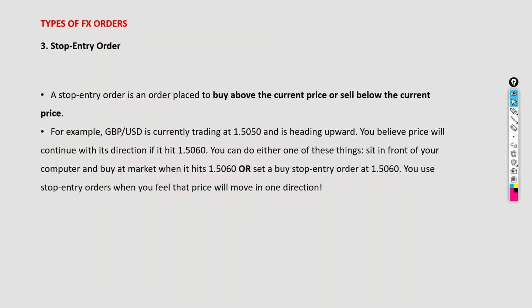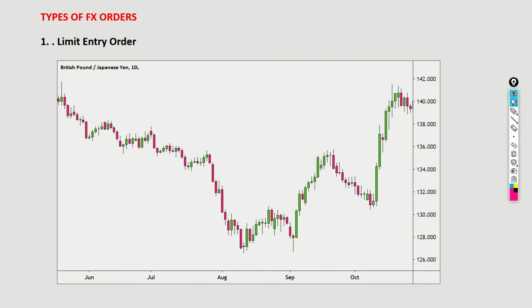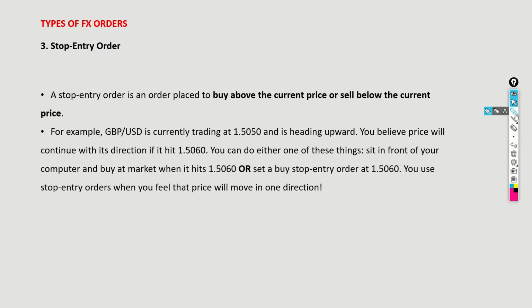So we are going to look at what we call a stop entry order. A stop entry order is an order placed above the current price or below the current price. So for example, GBP/USD is currently trading at 50.50 and is heading upwards. You believe the price will continue with its direction. If it hits 50.60, you can do either one of these things: sit in front of your computer and buy at the market price when it hits 50.60, or you can set what we call a buy stop entry order at 50.60.